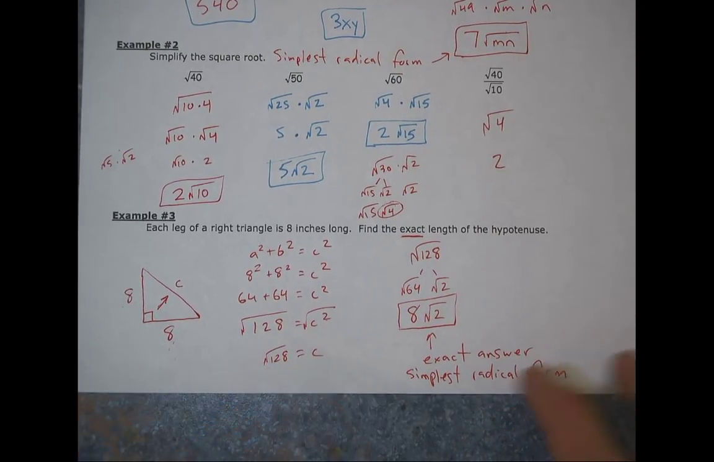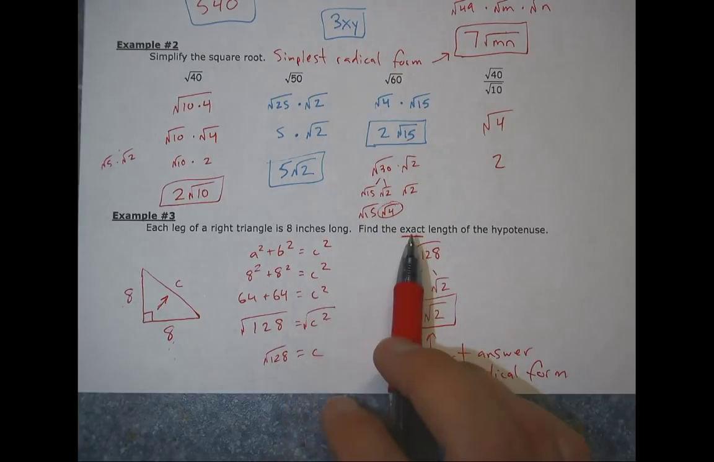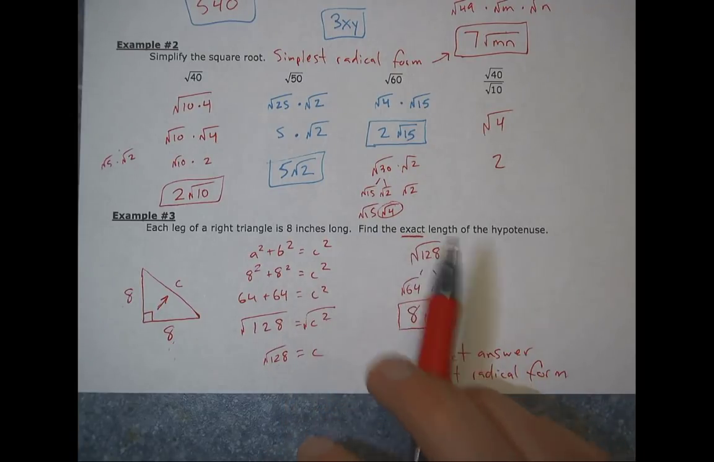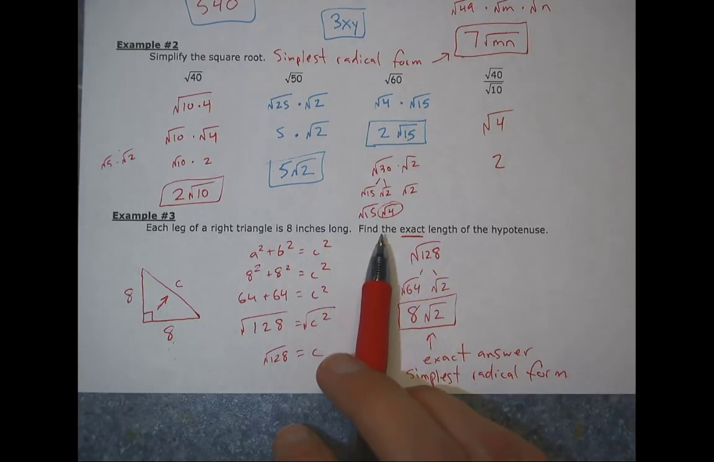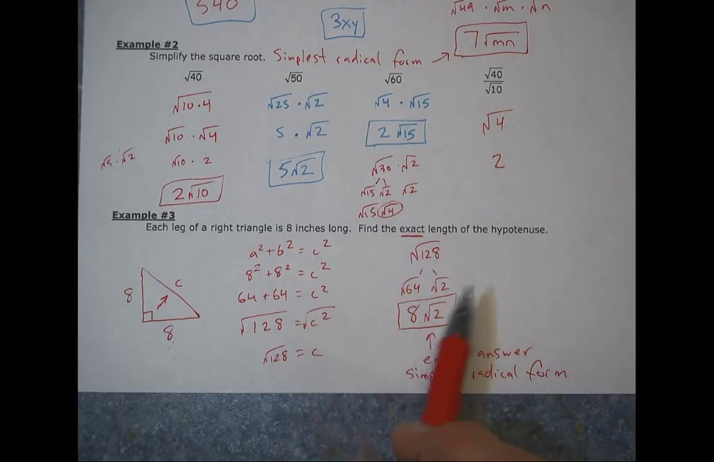All right, so anytime you're doing one of these problems that has a square root answer, it'll either tell you to round to the nearest hundredth or something like that, or if it doesn't say round, it'll say find the exact length. This is the answer we're looking for, 8 radical 2.